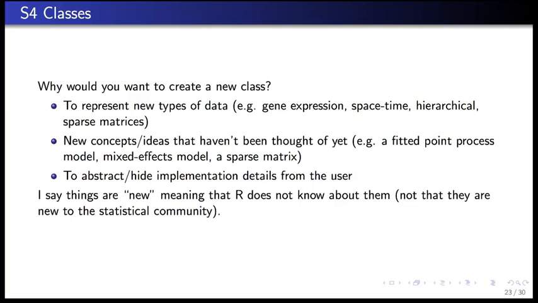There may be new concepts or ideas or models that just haven't been thought of yet or haven't been implemented yet, such as a fitted point process model or a mixed effects model or a sparse matrix for mixed effects models. And you might want to define a class for these types of data so that you don't have to expose lots of messy implementation details for people who may be using your software. And keep in mind that when I say there's a new concept or a new type of data, this doesn't mean that these are new to the world. It just means that they're new to R. So R doesn't have a built-in mechanism to deal with these kinds of things, so you have to write one for yourself.